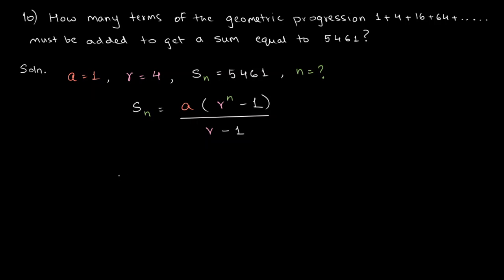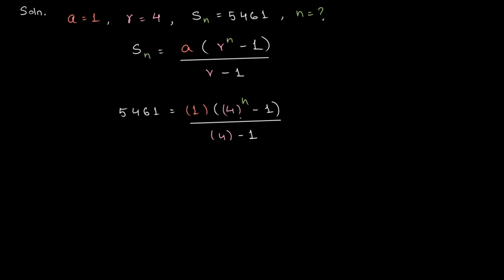So we know Sn is equal to 5461, which is equal to A, which we know is 1, the first term, right? In the bracket we have r raised to n, so we have r, which is 4, so 4 raised to n. Now n is the unknown over here, so let's leave it as it is. Minus 1, the entire thing divided by r minus 1, so 4 minus 1. Okay, so let's start simplifying and solving the terms now.